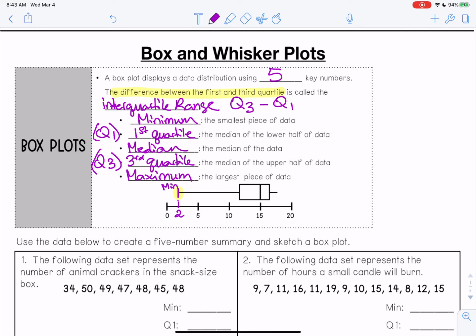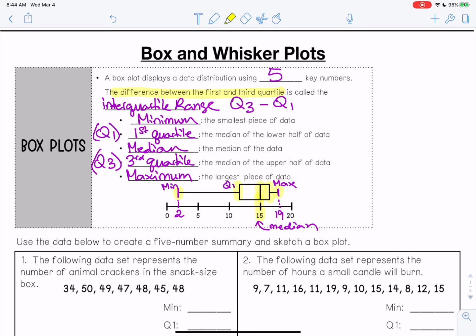So then it would logically make sense that where this whisker ends is our maximum number, okay? So this is going to be our max. And in this case, we can guess and say it's, if we were to go straight down, 19. Okay? 2 and 19. Our median is going to be this line here, and in this case, our median is 15. Our Q1 is going to be this line here. This is going to be our quartile 1.